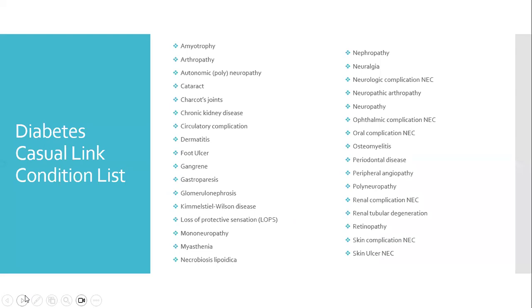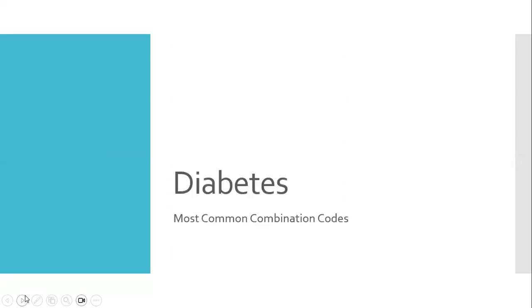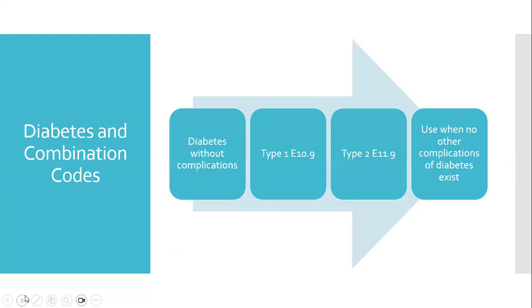So now we're going to talk a little bit further about diabetes and this causal link between diabetes and other conditions. As you can see, or you may already know, there is a huge list of conditions that have a causal link to diabetes. I'm not going to list all these out individually, but as you can see from this slide, there are so many conditions that have a causal relationship with diabetes. Now we're going to get into some of the most common combination codes with diabetes.